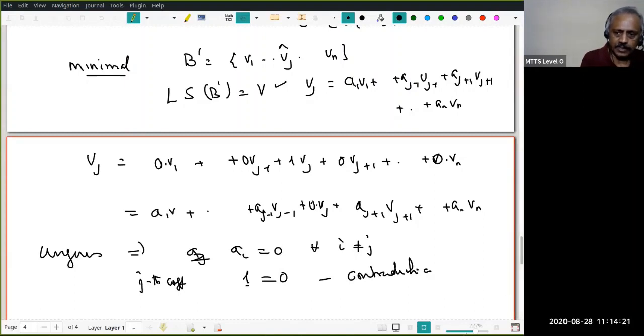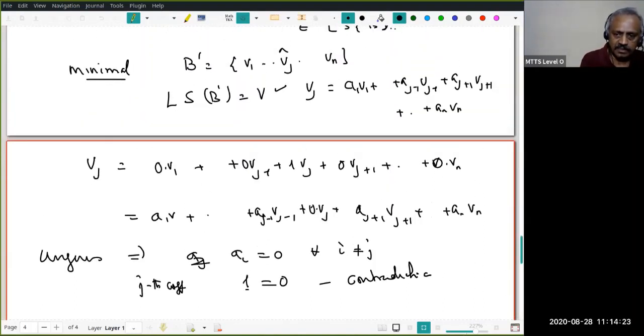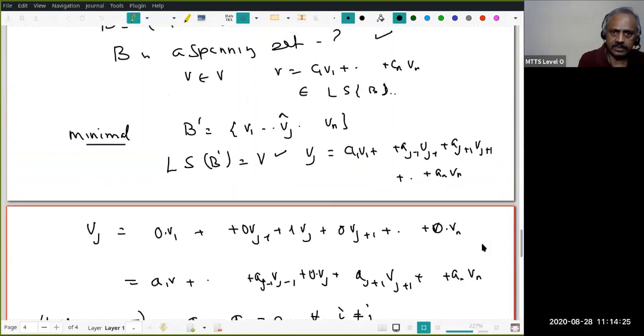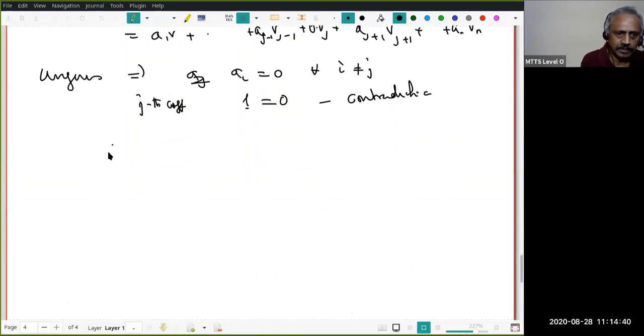So what does this contradiction say? Why did the contradiction arise? I said that a proper subset of B can be a spanning set. If that happens, I arrive at a contradiction. Therefore, no proper subset of B can be a spanning set. In other words, it's a minimal spanning set. Therefore, B is a minimal spanning set. Okay, so pause, review, proceed.